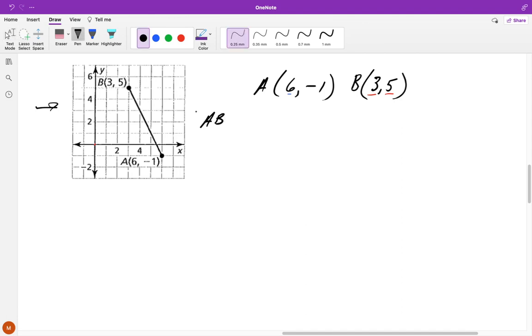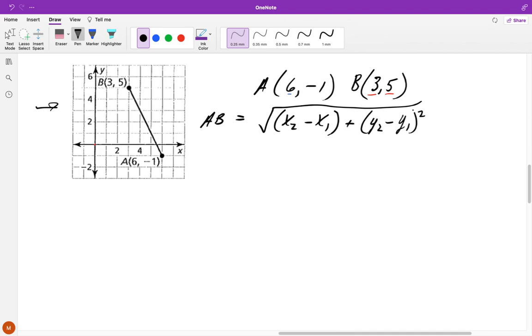Sometimes you might see these lines here next to it as well. But for us, you just need to write AB. And then our formula is the square root of (x2 minus x1) plus (y2 minus y1), and then we're squaring both the x2 minus x1 and the y2 minus y1.